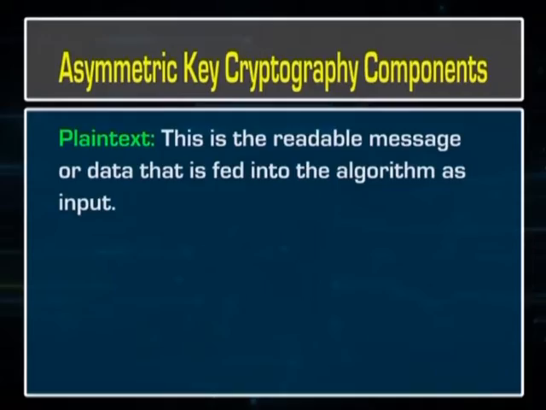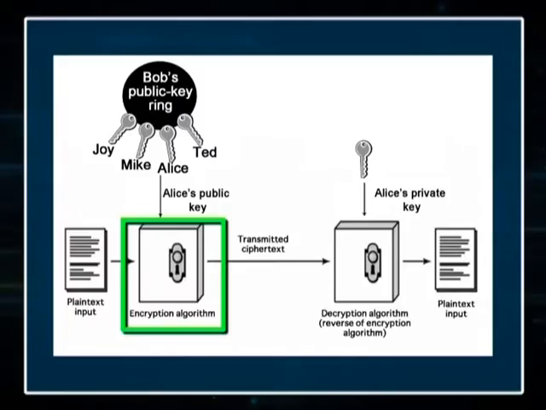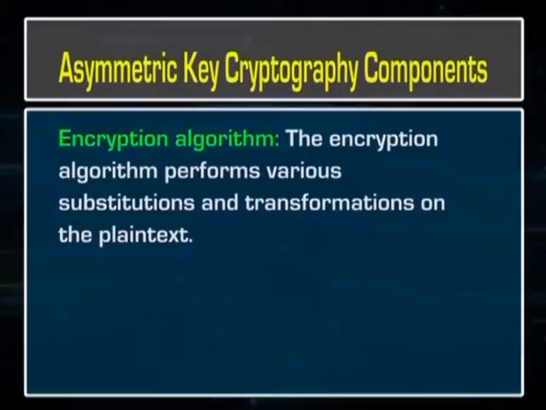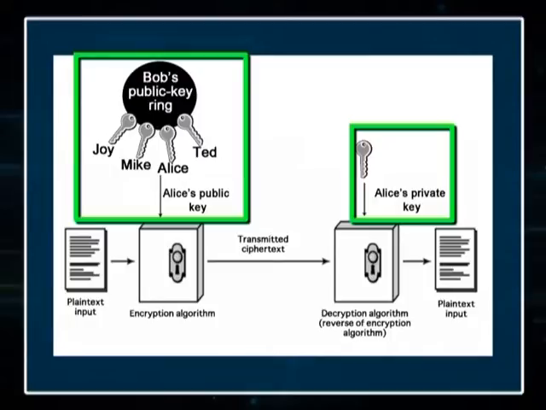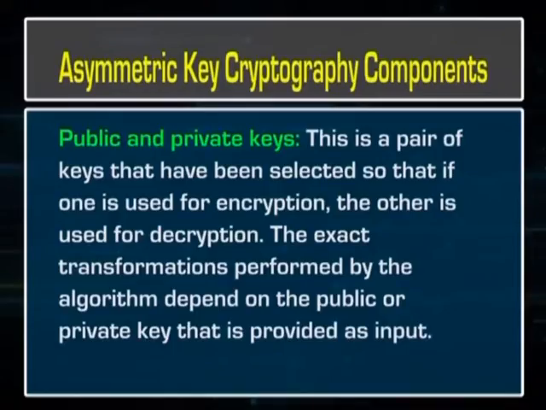Plain text. This is the readable message or data that is fed into the algorithm as input. Encryption algorithm. The encryption algorithm performs various transformations on the plain text. Public and private keys. This is a pair of keys that have been selected so that if one is used for encryption, the other is used for decryption. The exact transformations performed by the algorithm depend on the public or private key that is provided as input.